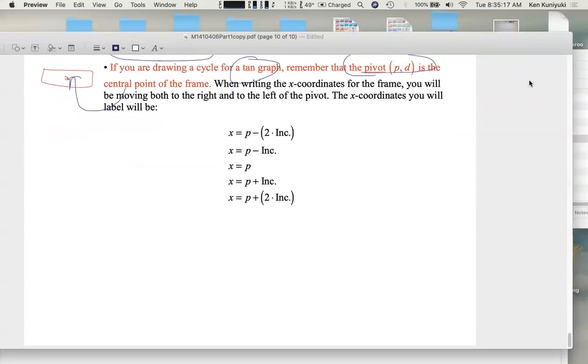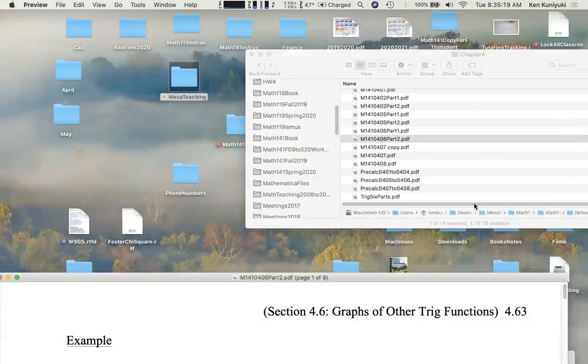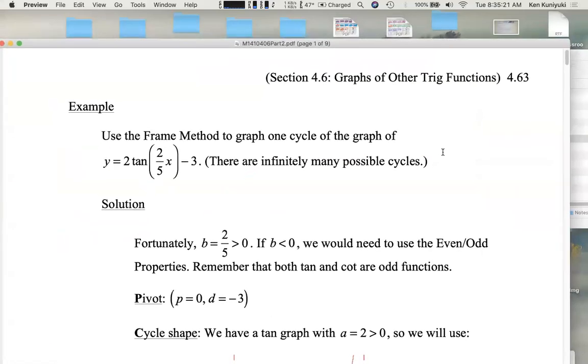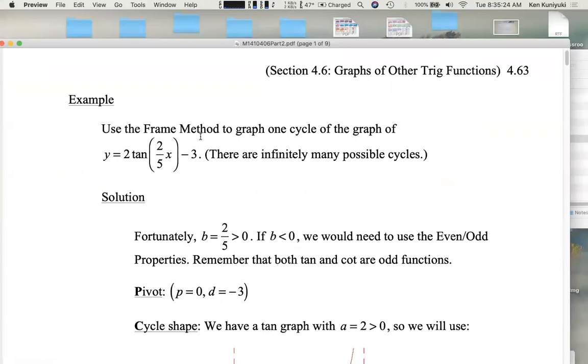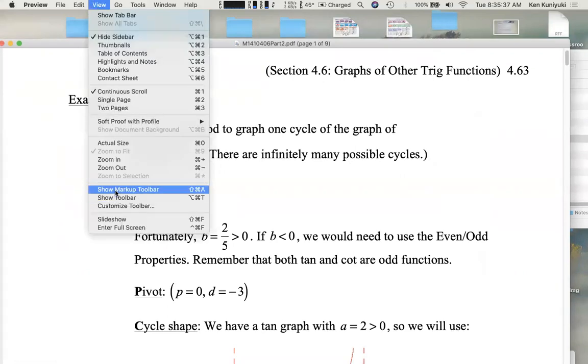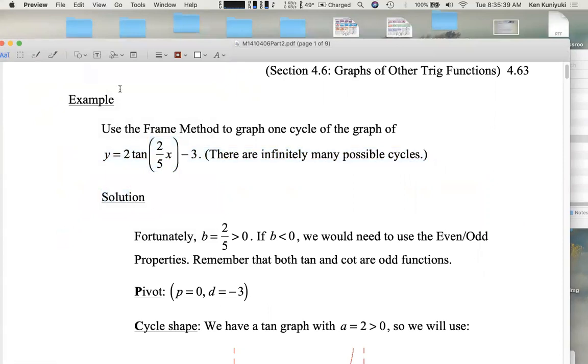Okay, let's now look at an example. Use the frame method if you wish. If you don't use the frame method, then give me all the information the frame method would have given me. Use the frame method to graph one cycle of the graph of y equals 2 tangent of 2/5 x, all minus 3. There are infinitely many possible cycles, but the frame method will suggest one.